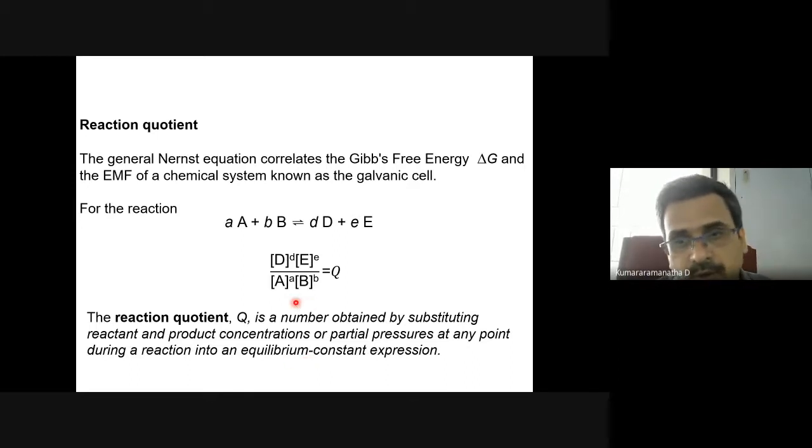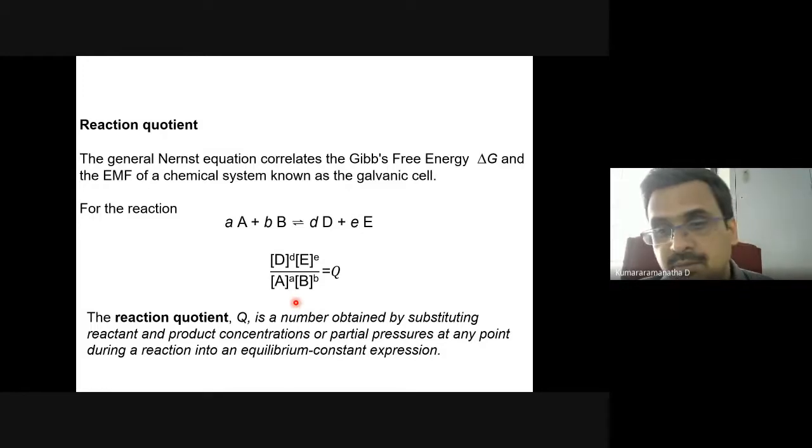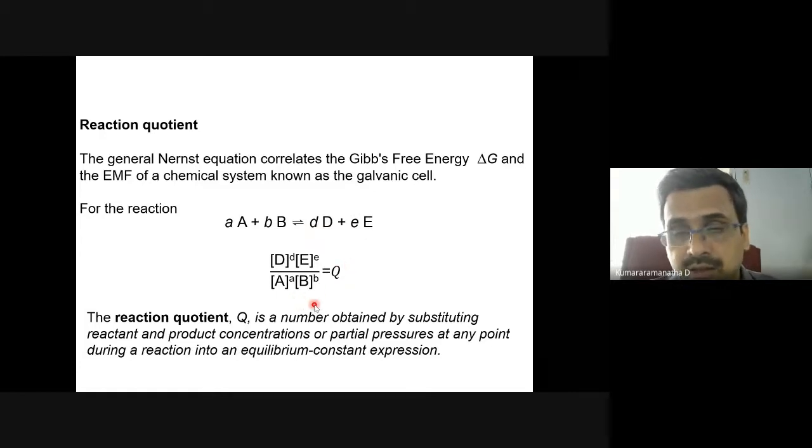This is a very important terminology. Till now, you were looking only at the products concentration with respect to the equilibrium constant. But now you also call it the reaction coefficient, where the products concentration is divided by the reactant concentration. This is also termed as Q.